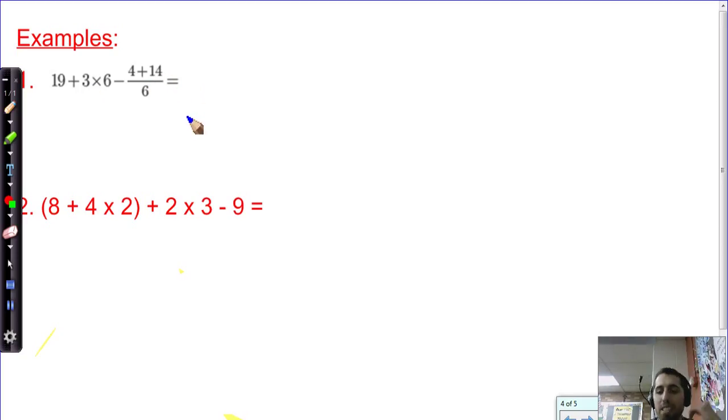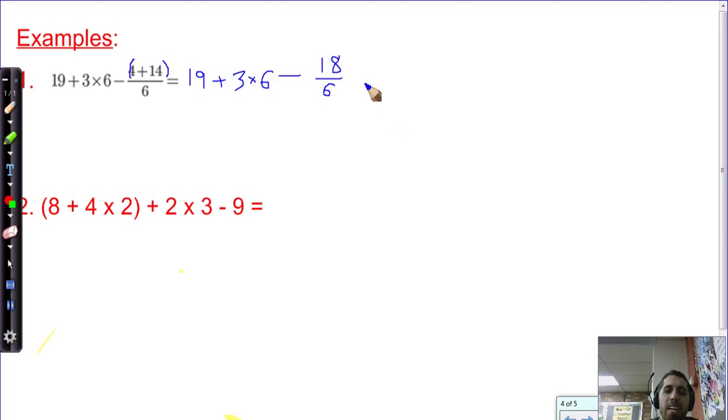Do we have any grouping symbols? Gemma says start with grouping symbols. Well, we said that the division bar tells us to group the top and the bottom. We need to combine what's on top and combine what's on bottom before we divide. So in this case, 4 plus 14, we'll have 19 plus 3 times 6 minus, top 4 plus 14 would be 18, over 6.